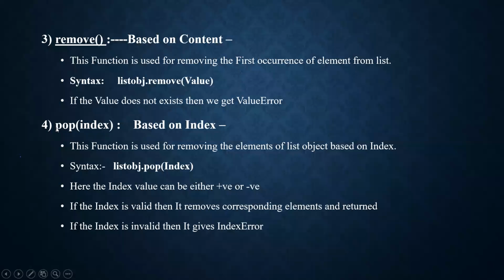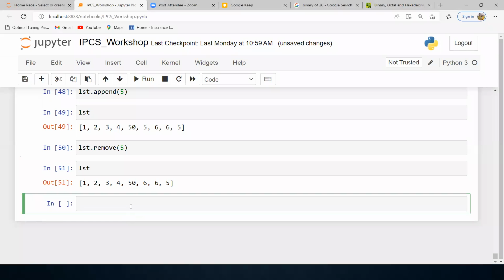After this, we have pop index. Pop index is where we give a specific index to delete the value. For example, lst dot pop, and let's delete 4. 4 is in which index? Third index, right? So let's go for pop of 3.